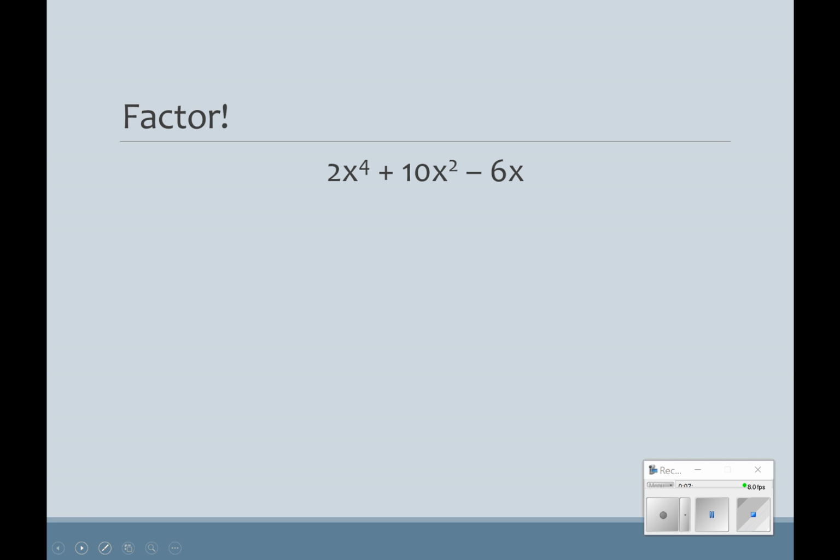So what I want to do is look at this. I want to find my greatest common factor between the 2, the 10, and the 6. It's just going to be 2. Okay, and each of them has the x with the lowest power being 1. So that's my greatest common factor. So now what I'm going to do is take my polynomial and divide each term by 2x using all the rules that we learned in the last chapter. So I'm going to take my 2x and it's going to come out in front.